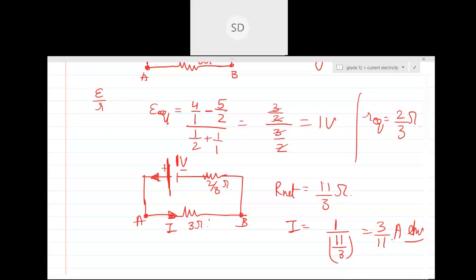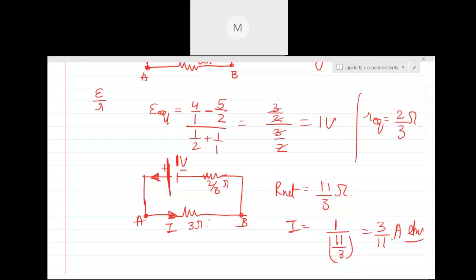Even if you use nodal, KVL, symmetry, it doesn't matter. These are all tools. We all have these tools to solve any problem. Whatever you feel comfortable with, go ahead with that. The answer should come. That's the main ultimate goal. So is this clear? So the current is 3 by 11.